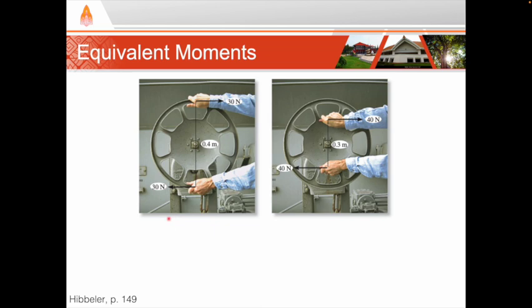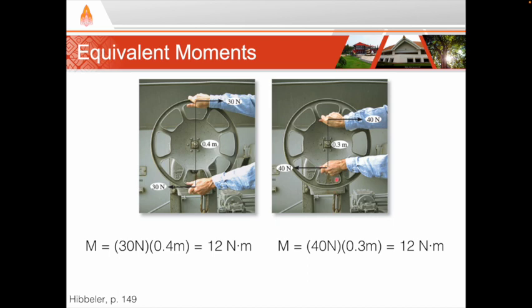Finally, if two vectors produce a moment with the same magnitude and same direction, then these two couples are equivalent moments. For example, the two couples shown are equivalent here because each couple moment has a magnitude of 12 Newton meters. In this example, the force is 30 newtons and the perpendicular distance is 0.4. So the couple moment is 12 Newton meters. In this example, the force is larger, 40 newtons, but the perpendicular distance is shorter at 0.3, and again, the couple moment is 12 Newton meters. So these moments are equivalent.